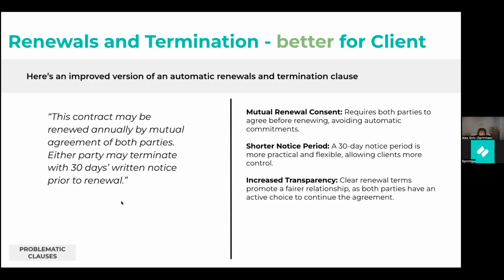They're not locked in for the full year. They're only locked in for 30 days at any one time, and they're not tricked into automatic renewals, if that makes sense. So yeah, that's one way to think about these renewal and termination clauses.